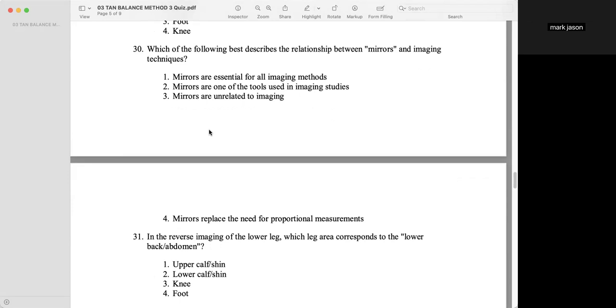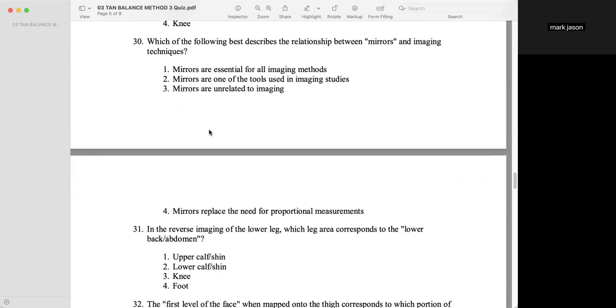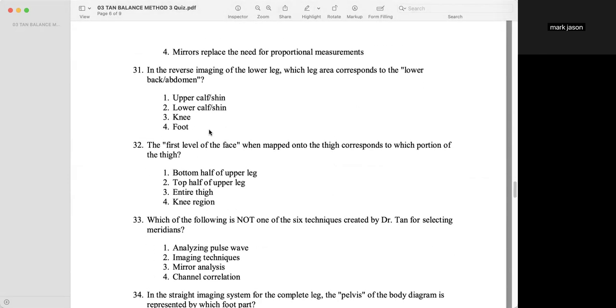Mirrors are one of the tools used in imaging studies. In the reverse imaging of the lower leg, which leg area corresponds to the lower back abdomen?